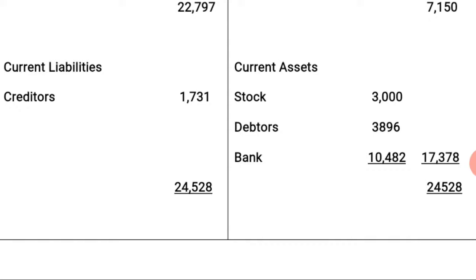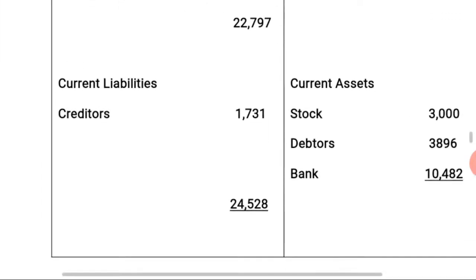Then our current assets are stock 3,000 naira, debtors 3,896 naira, bank 10,482 naira. Then our current asset totaled 17,378 naira. So by adding the current asset to the fixed assets, we arrive at the value of 24,528 naira. The same thing on the left hand side where we have our capital.